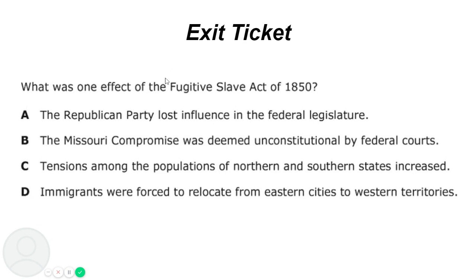So a quick refresher. Your key concept here is the Fugitive Slave Act of 1850. That means that the slaves that had escaped from slavery could be arrested and dragged back into slavery in the South. So southern states loved it because that meant that slaves could be returned to slavery. Northern states hated it because that meant that even though they were free states, they still couldn't protect slaves. So the correct answer here is C. Tensions among populations of northern and southern states increased. Next question.